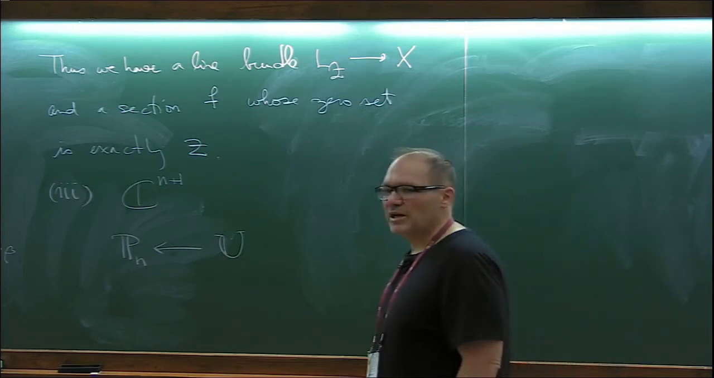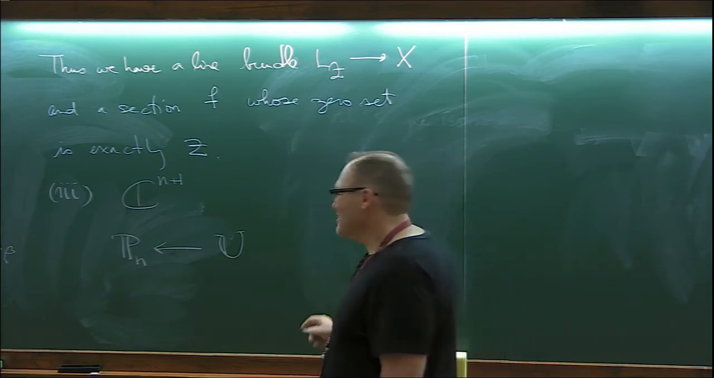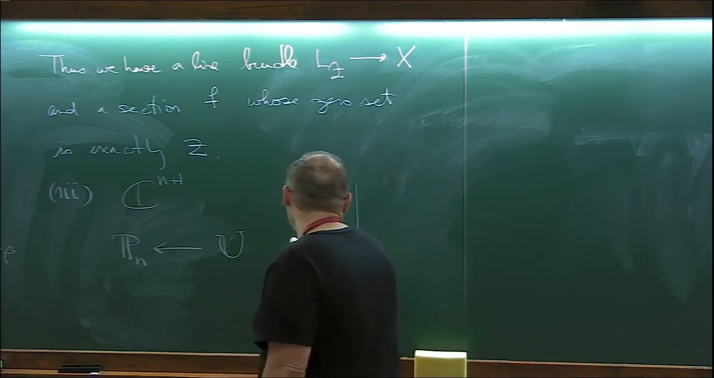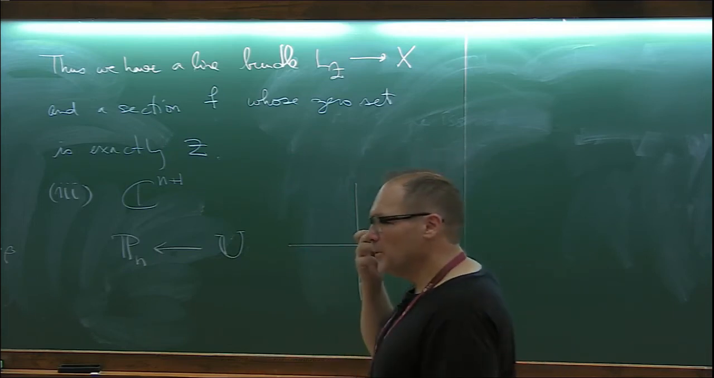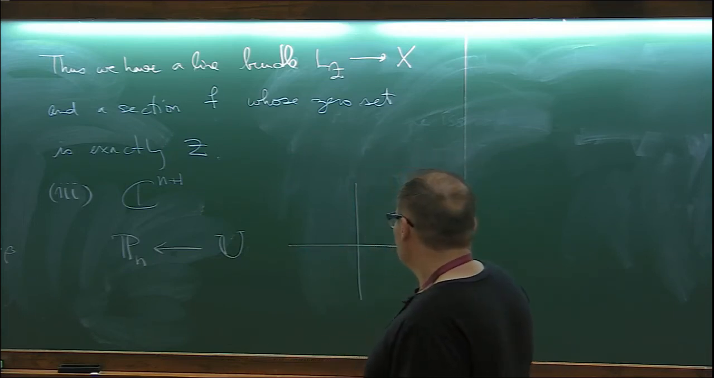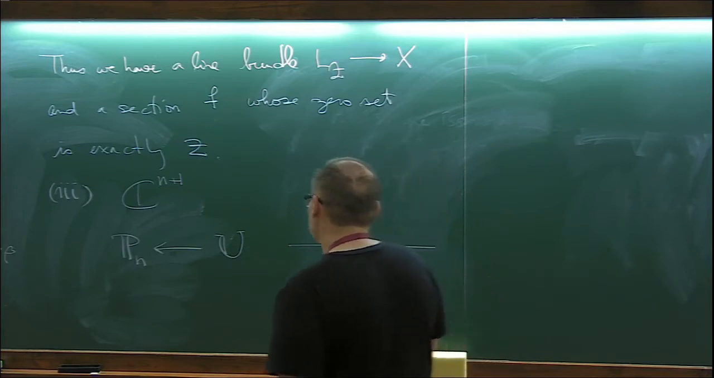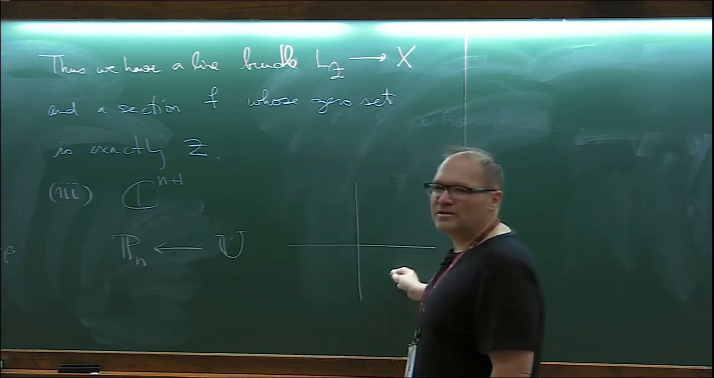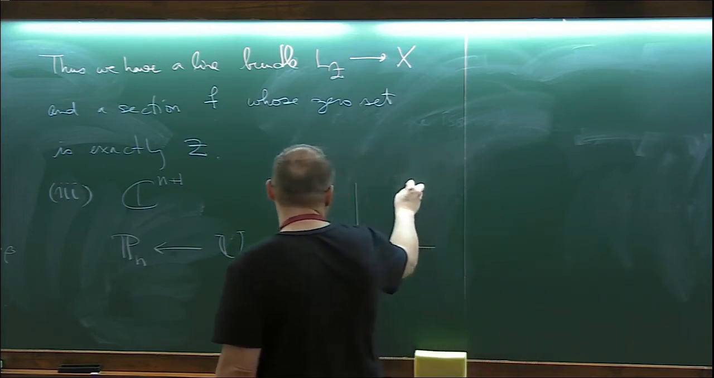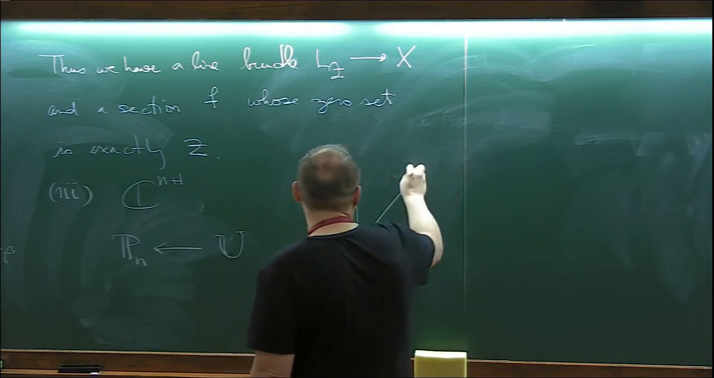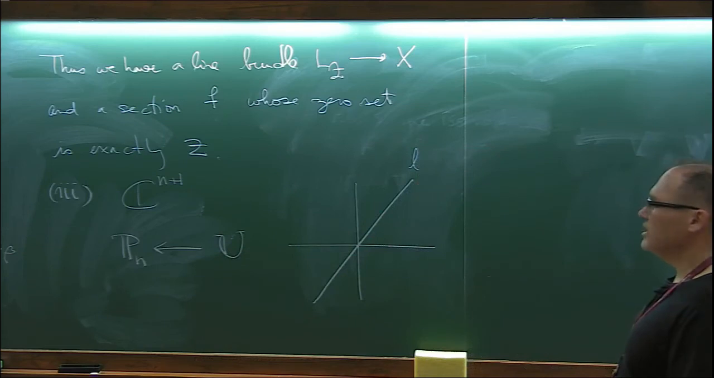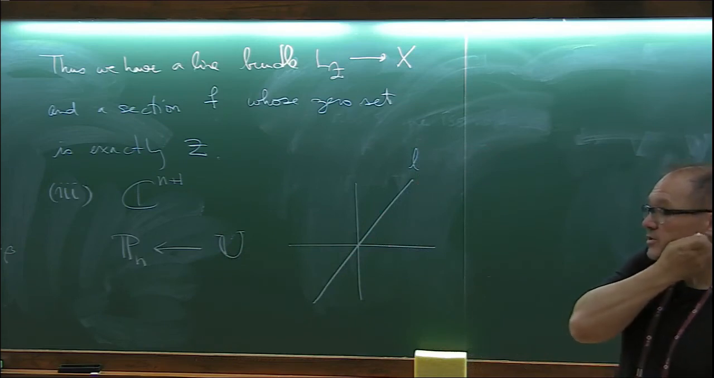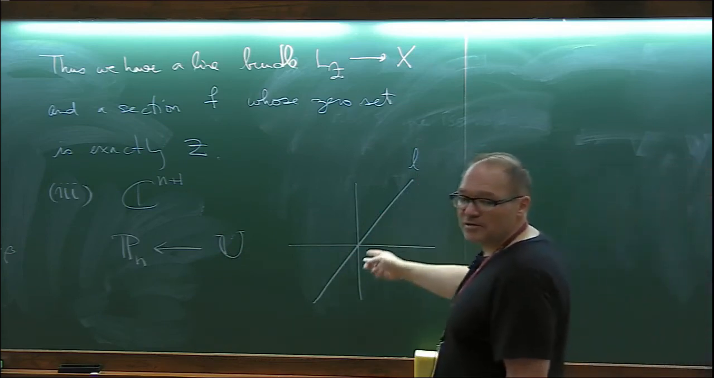So that doesn't feel like a real example, but let's talk about the dual bundle. That's more important, actually. So okay, here's Cn plus 1, and then you have a typical line L, a one-dimensional subspace. And then you want to look at the linear functionals on this line, right?